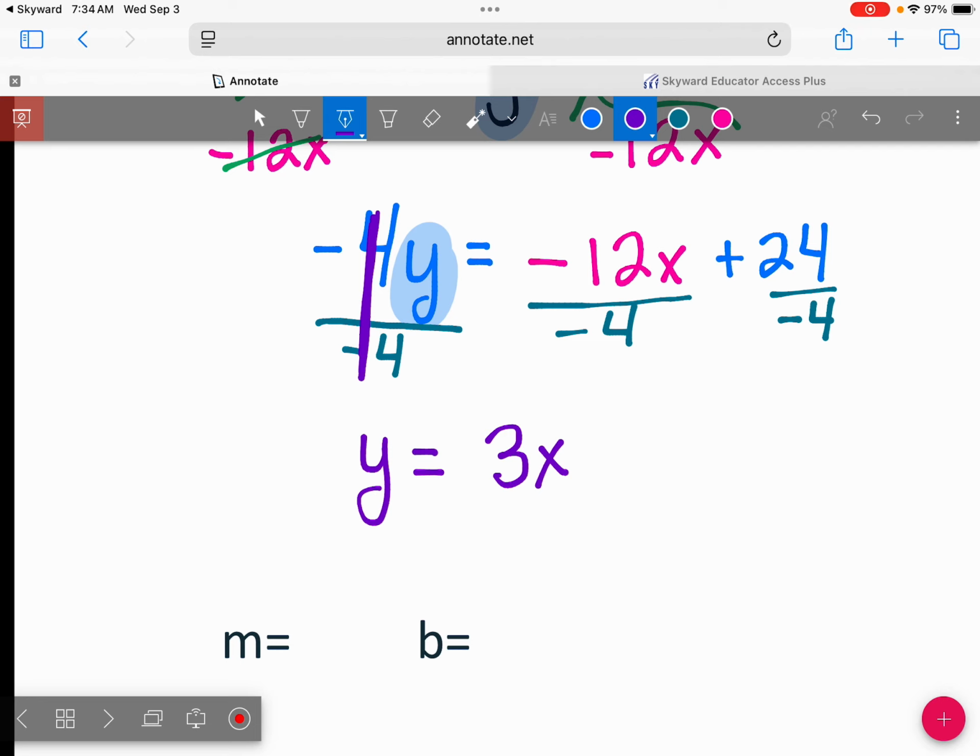And then we have 24 divided by 4. Or 24 divided by -4, excuse me. What is 24 divided by -4? -6. So now we have our y all by itself. What's my m?